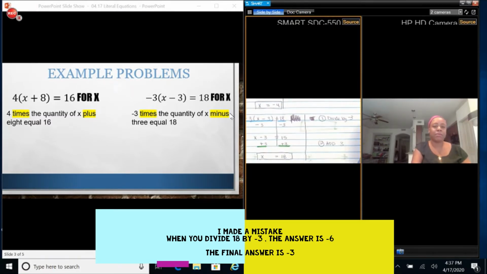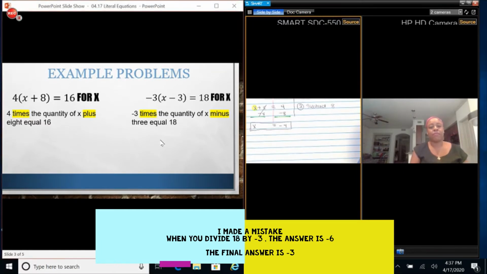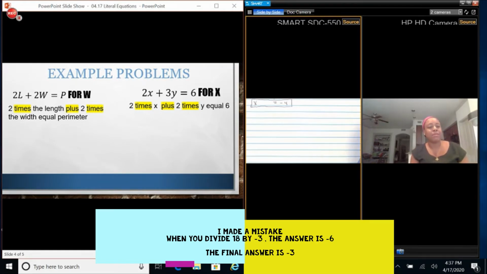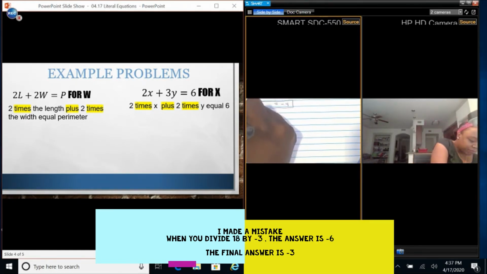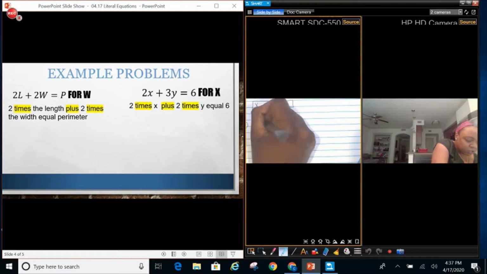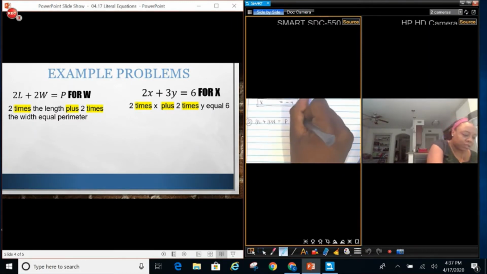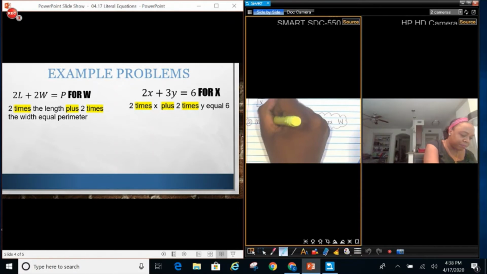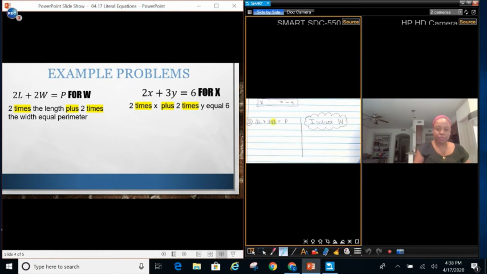Alright, so let's go to our next problem. Two times the length plus 2 times the width equals the perimeter. And they want us to isolate W. So I have to find my W, and let's get started.